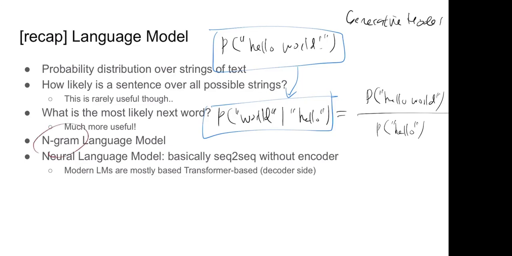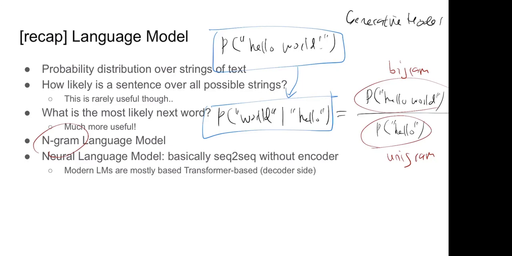N-gram. In the n-gram language model, you compute the probability of each unigram, bigram, trigram, etc. So you will be able to compute the probability of "hello" in unigram space, and you'll also be able to compute the probability of the bigram "hello world," right? This is unigram, and this is bigram. So in this case, this will be a bigram language model.